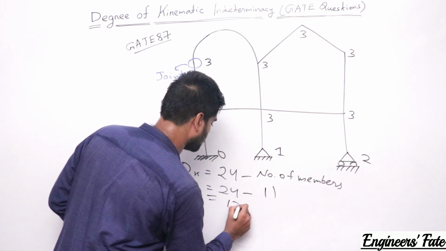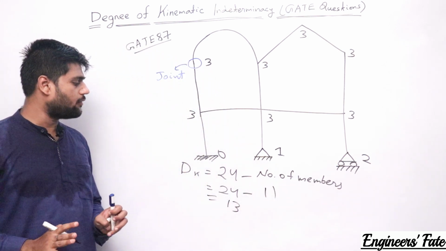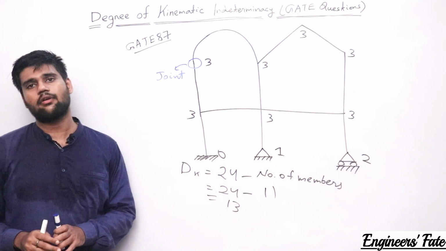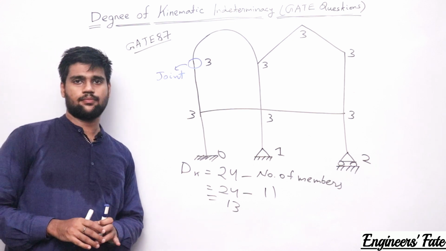So dk equal to 13. I hope you have understood these things. So please note this down and try the next GATE question.